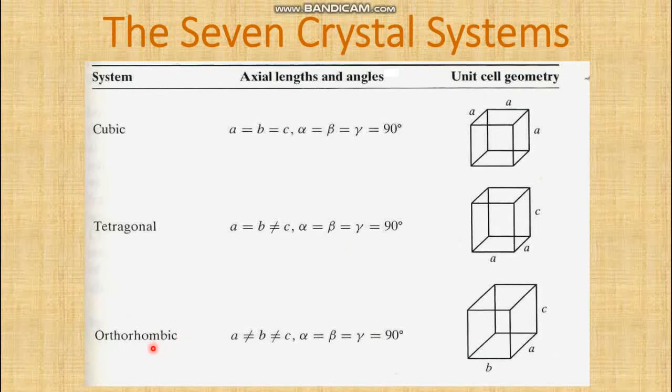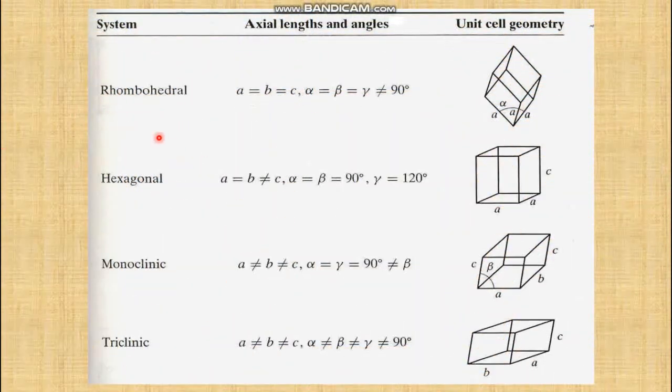Orthorhombic: A not equal to B not equal to C, whereas alpha, beta, gamma are all 90 degrees. Remember a matchbox or a book. These are all orthorhombic systems, or simply a room. So we have got 3, and the remaining 4 are rhombohedral, hexagonal, monoclinic, and triclinic.